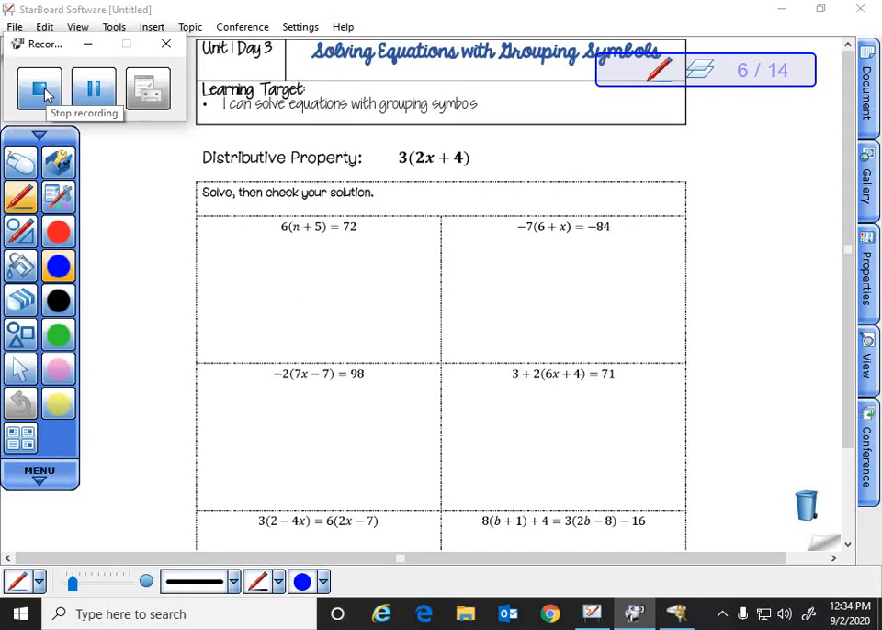All right, Unit 1, Day 3, we're solving equations with grouping symbols. That means we're going to have some parentheses and might have to distribute. So our learning target is I can solve equations with grouping symbols.